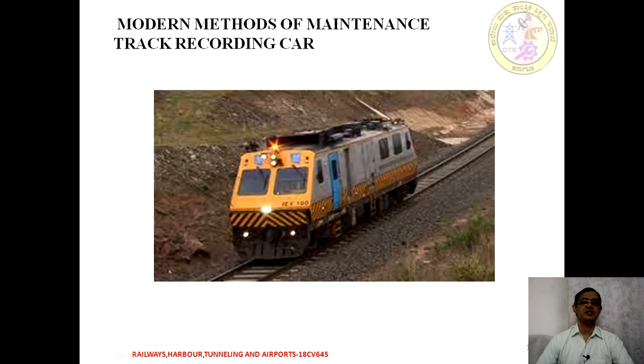So in this image we can see a track recording car. It is being used for maintenance purposes. So this track maintenance gathers the data, whatever is required, apart from smoothness or the flaws in the network.